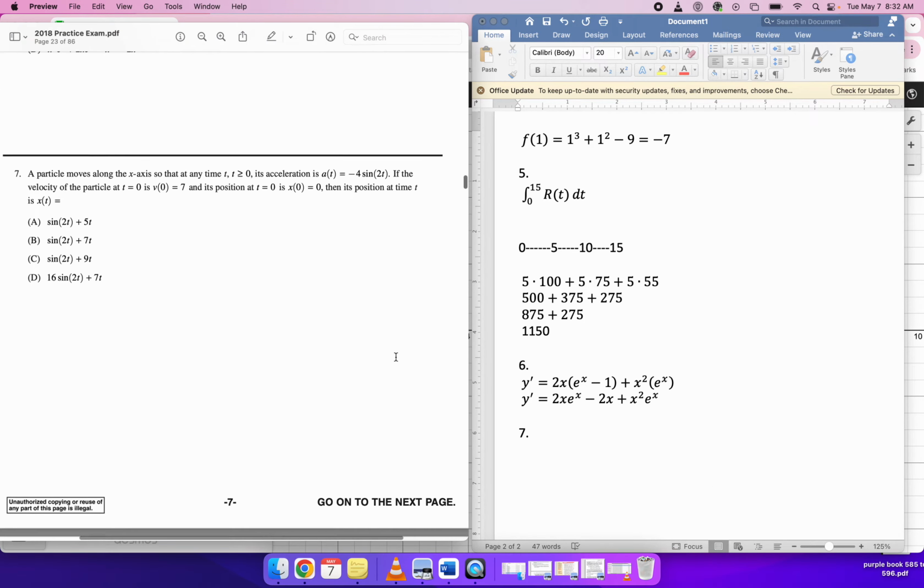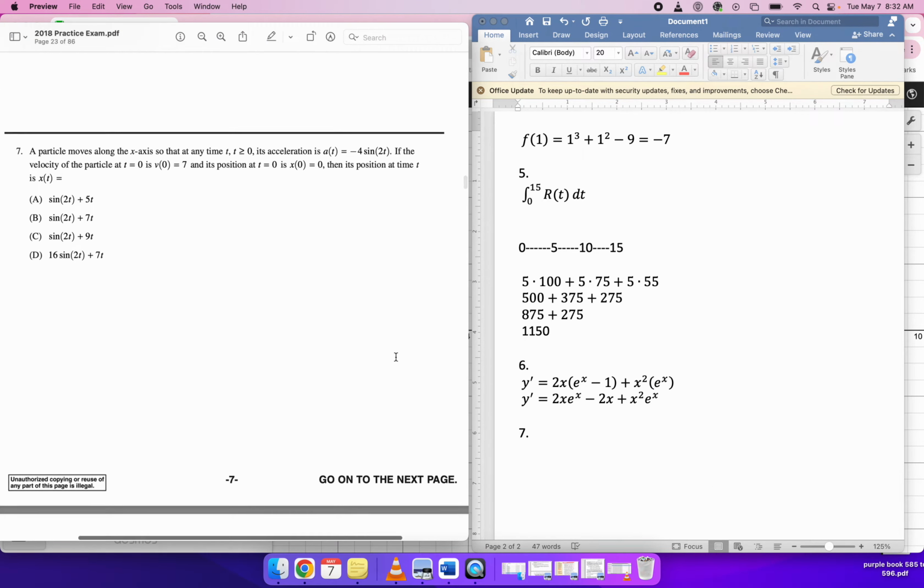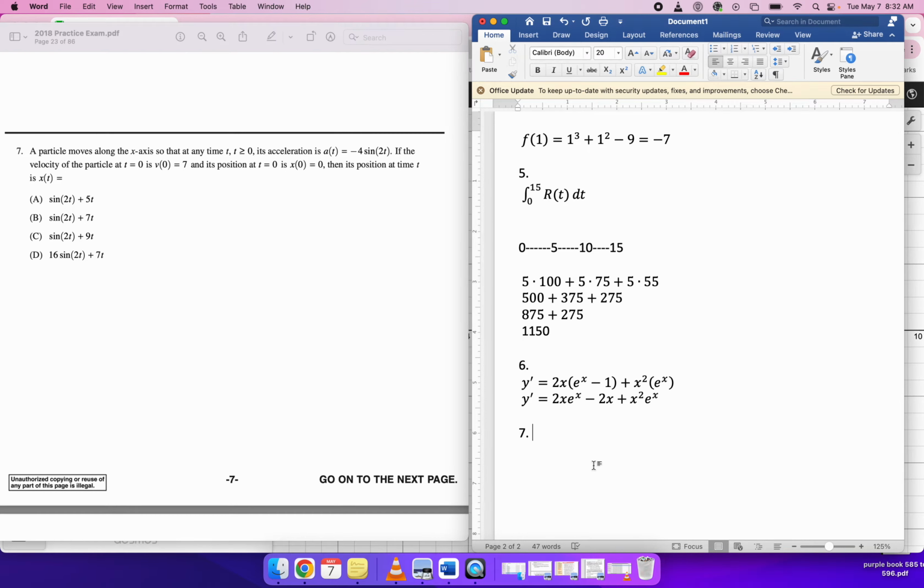Number 7, a particle moves along the x-axis so that at any time t greater than or equal to 0, its acceleration is given. If the velocity of the particle at t equals 0 is v of 0 equals 7, and its position at t equals 0 is given, then its position is, okay. I think this problem showed up in one of the review problems. Anyway, since the acceleration is -4 sine 2t, what I can do is repeatedly anti-differentiate to get the position function.